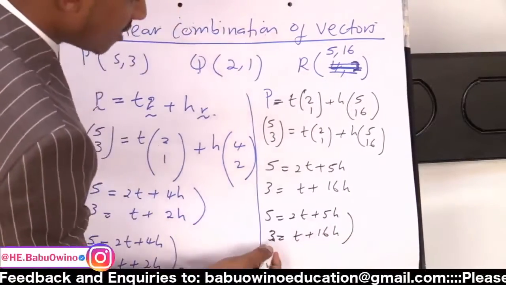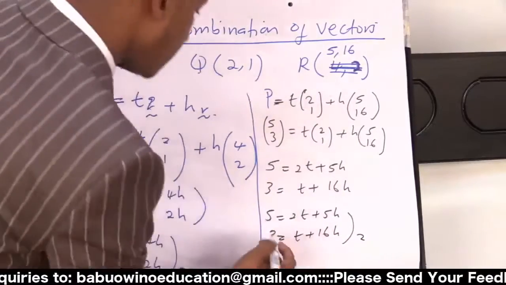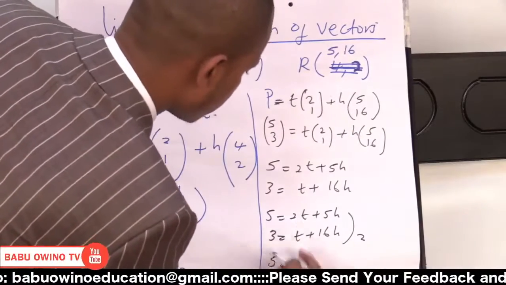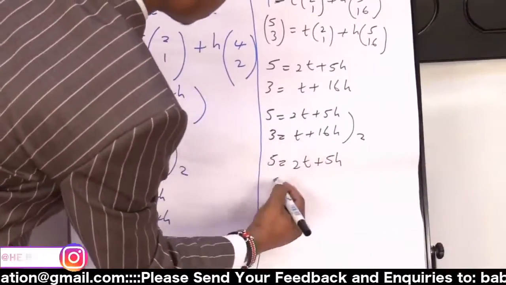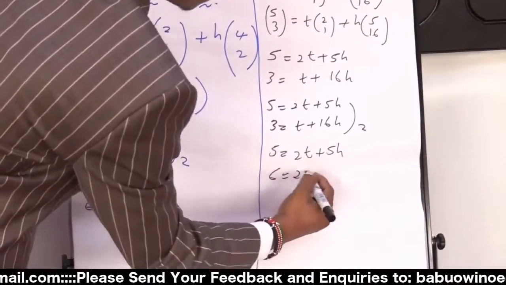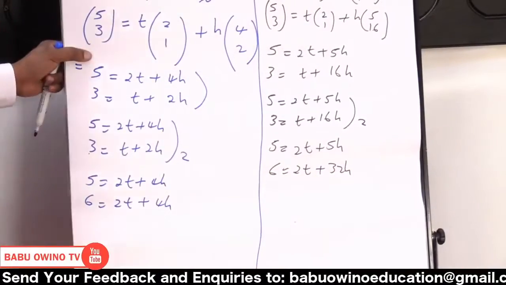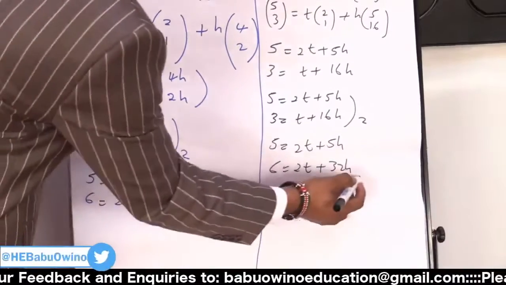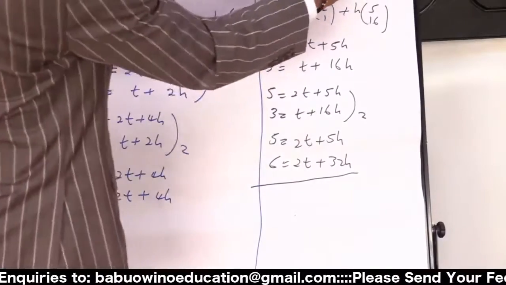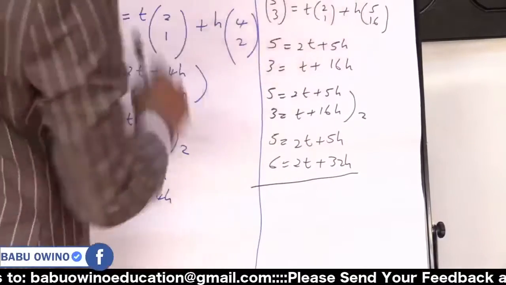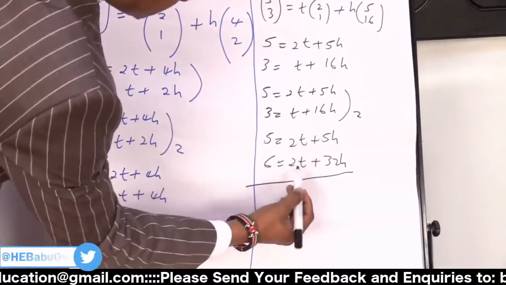Then by elimination method, multiply by 2 so that we make them equal. This is going to be 5 equals 2T plus 5H. Then this is going to be 6 equals 2T plus 32H. Then by elimination method, you subtract. Remember, when you are subtracting on this side, you are getting everything as 0, which means that the value that I used here is not applying to this. So I've changed the value.